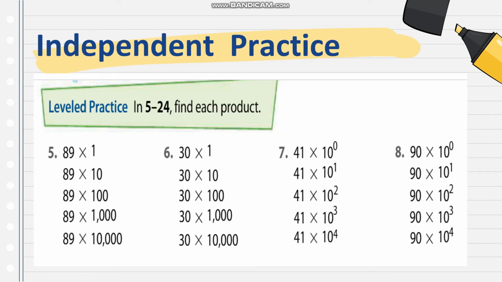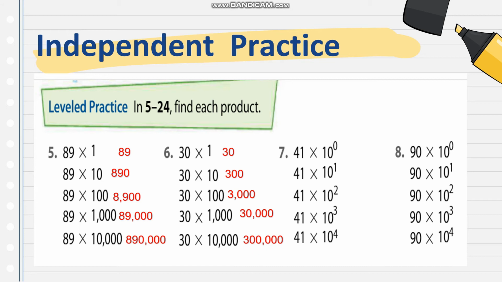Now it's your turn. Please pause the video and answer the following questions. Time is up. The answers are 89, 890, 8,900, 89,000, 890,000. For number 6, we have 30, 300, 3,000, 30,000, and 300,000. For number 7, we have 41, 410, 4,100, 41,000, and 410,000.